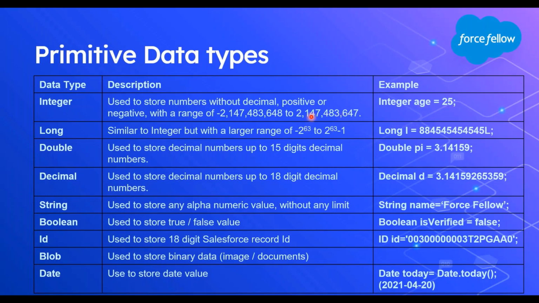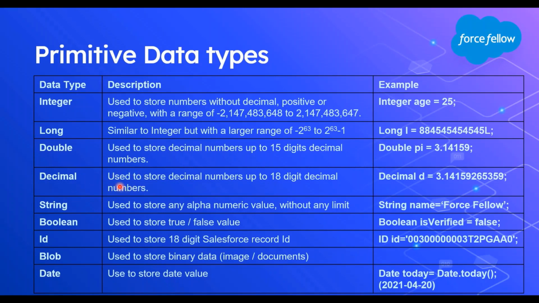And now let's say you have a requirement where you want to save a value out of this range, more than this integer range, then in that case you can use the long data type. We can say the long data type is similar to integer but larger in range. So if you have a requirement to store large numbers, then we should go with long instead of integer. And now if you want to work with numbers which have decimal places, then we have two options here, double or decimal.